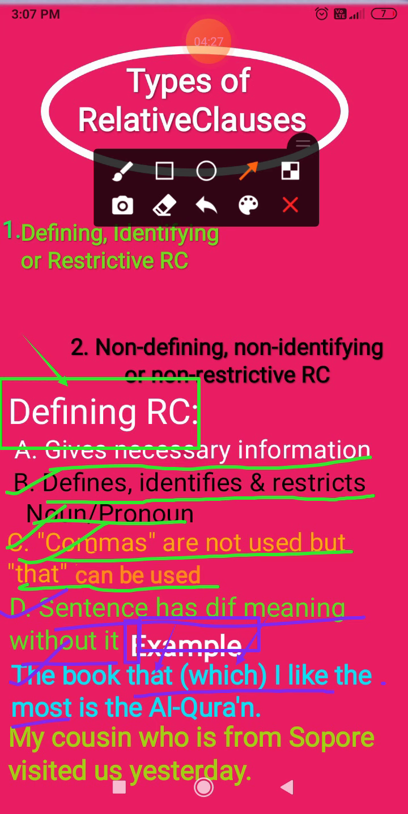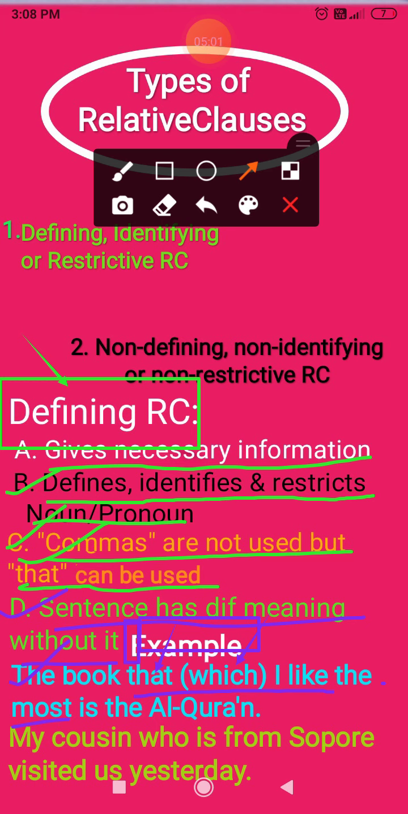ये इस book को, इस noun को क्या करती है? Define करती है, identify करती है. So it tells us which kind of book or which book we mean. हम किस किताब के बारे में बात करते हैं. तो किस किताब? Which book? It's the book which I like the most, जो मुझसे सबसे पसंदीदा है. So this is defining relative clause, or it is identifying relative clause, or restrictive relative clause.